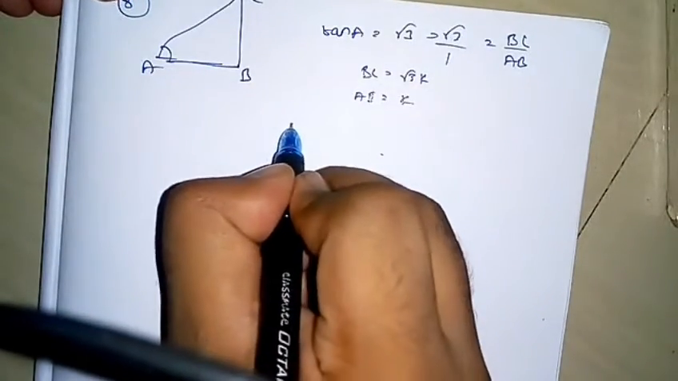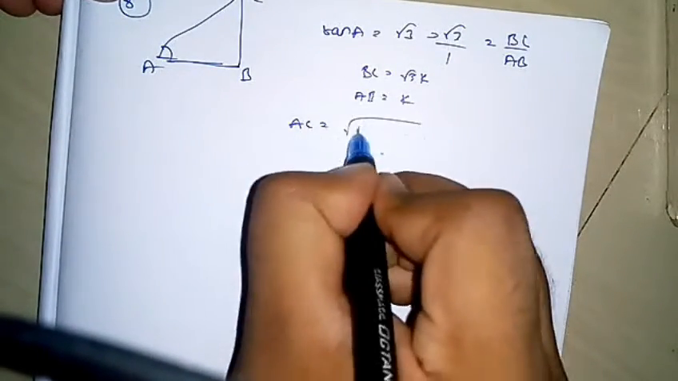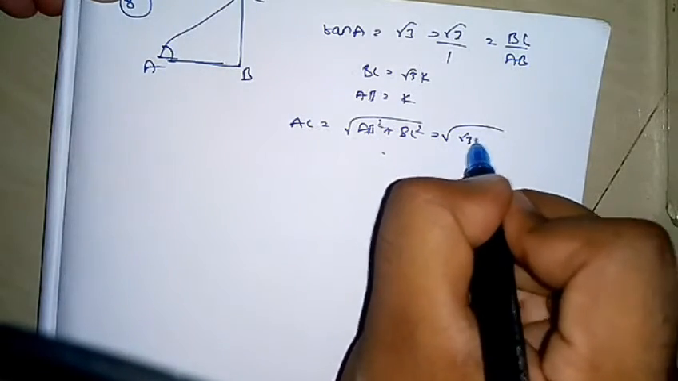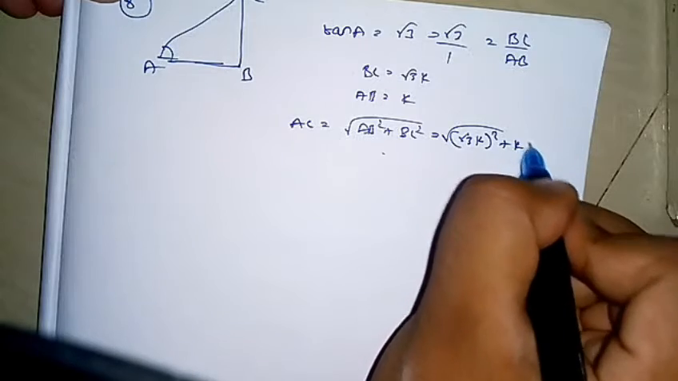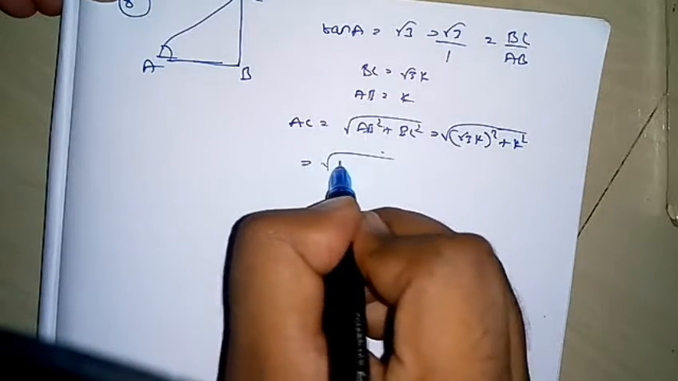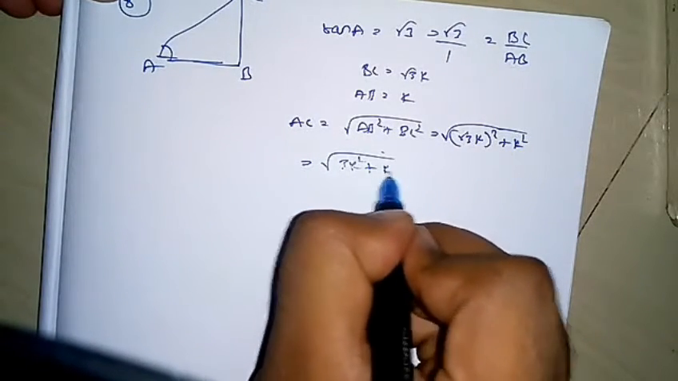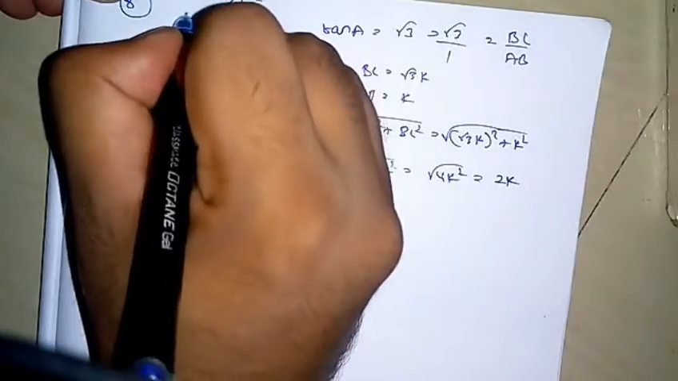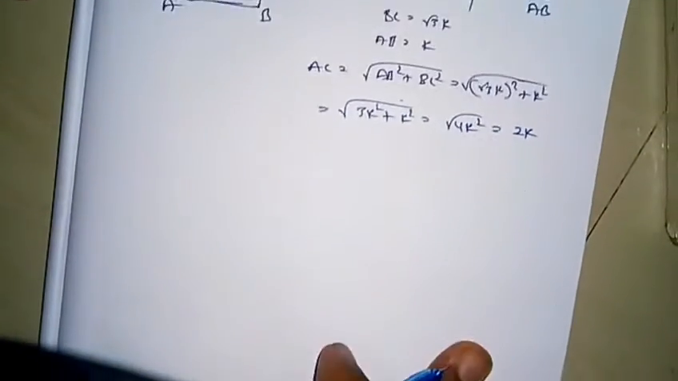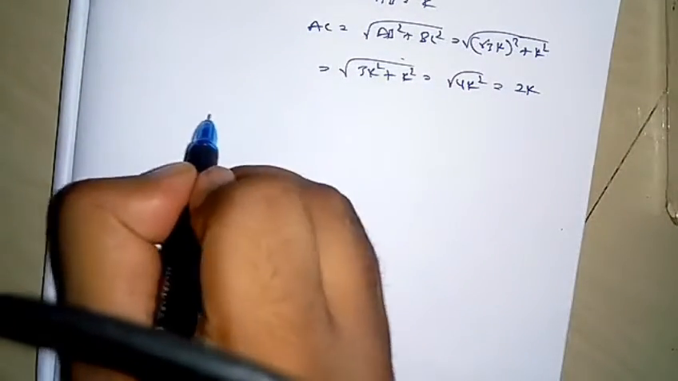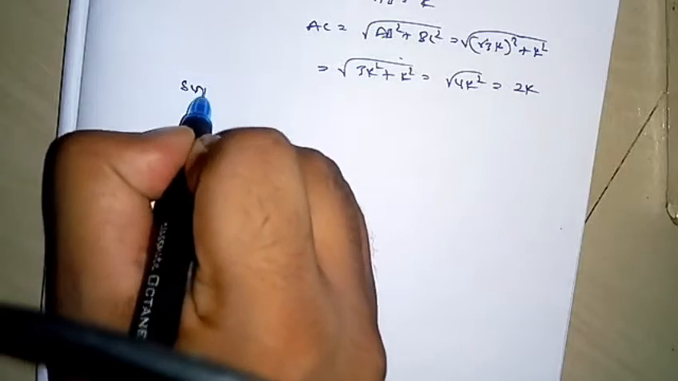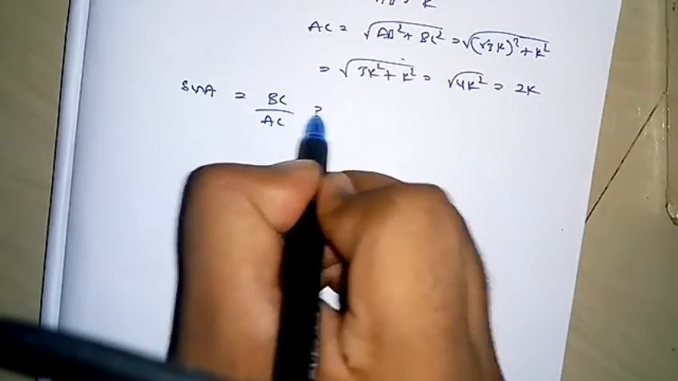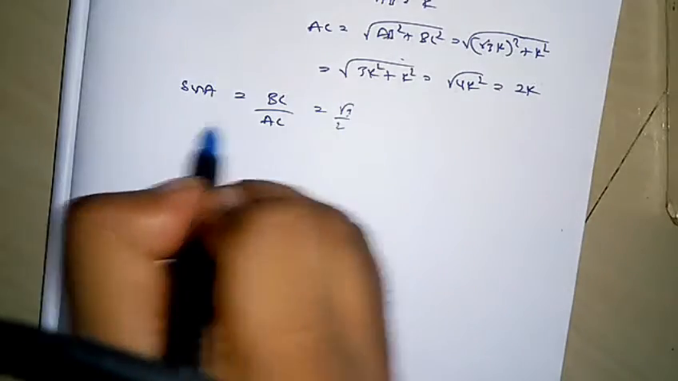Now using the Pythagoras theorem, you can find AC is equal to under root AB square plus BC square, which will be equal to root of root 3k whole square plus k square, which will be equal to 3k square plus k square is equal to root 4k square is equal to 2k. So hypotenuse is 2k. Now sin A is equal to opposite side BC by hypotenuse AC is equal to root 3 by 2.